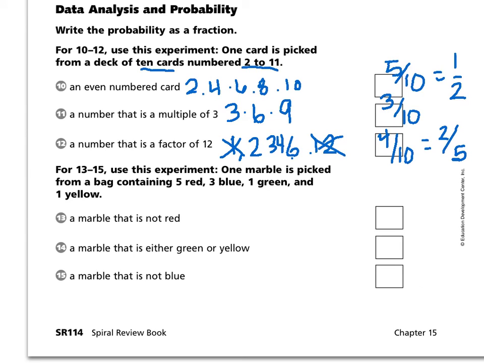For 13 through 15, use this experiment. One marble is picked from a bag with 5 red, 3 blue, 1 green, and 1 yellow. A marble that's not red.